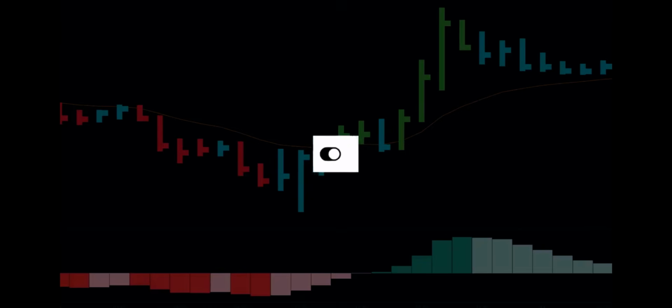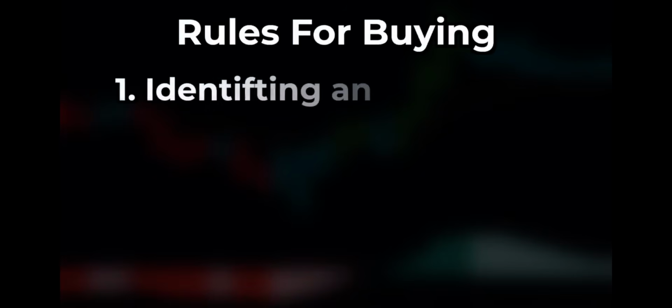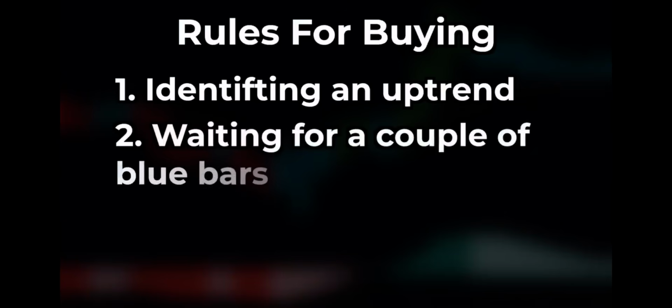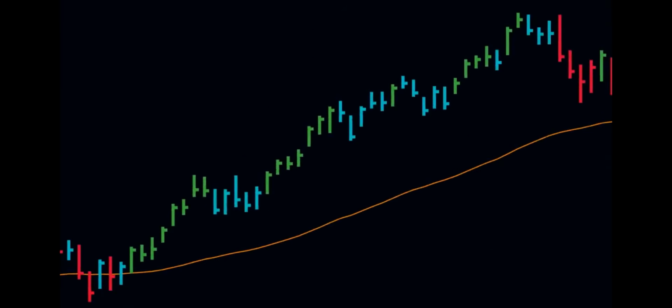Now let's dive deep into the rules of the strategy. The strategy has a very simple set of rules. The rules for buying are: Number 1, identifying an uptrend. Number 2, waiting for a couple of blue bars. And number 3, entering on a green bar. Let us now look at an example to understand the strategy.